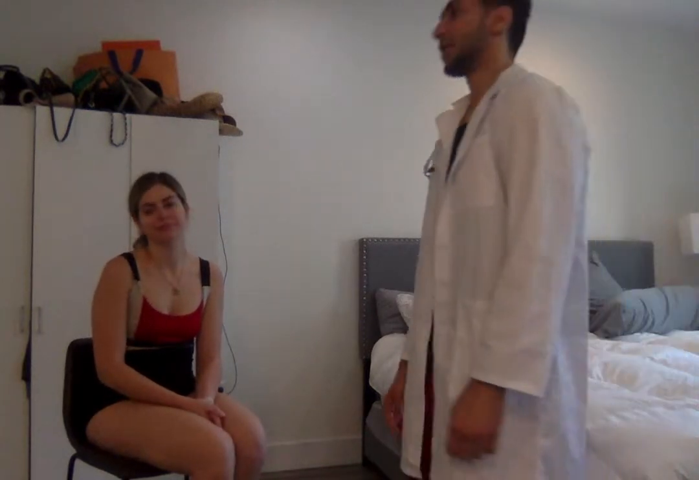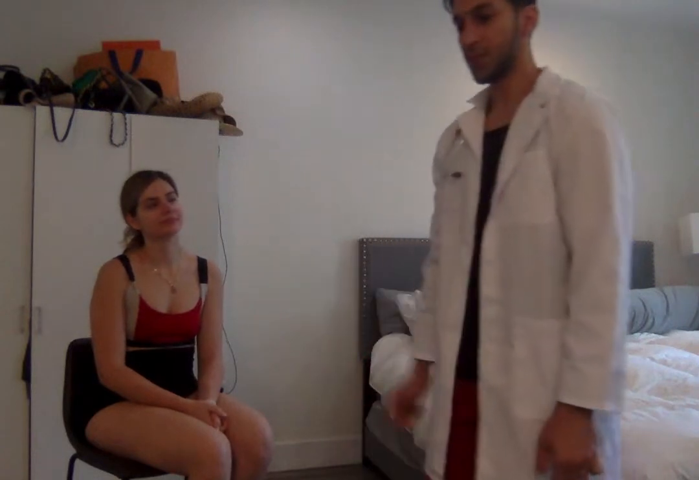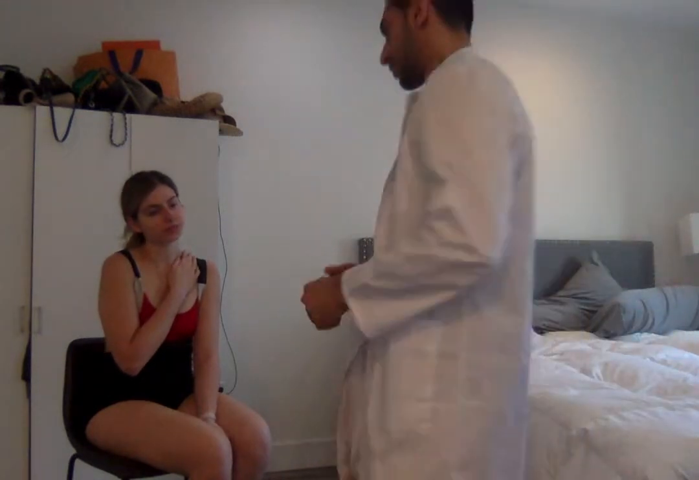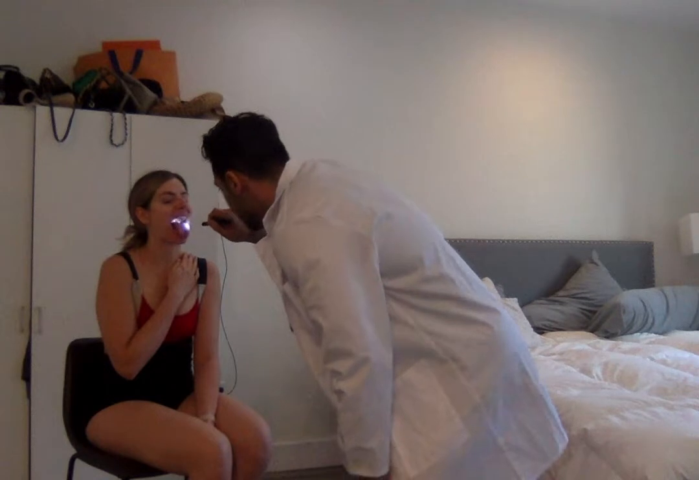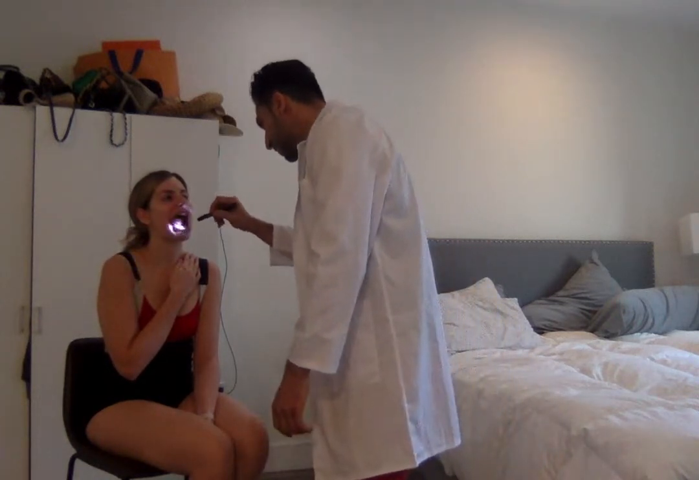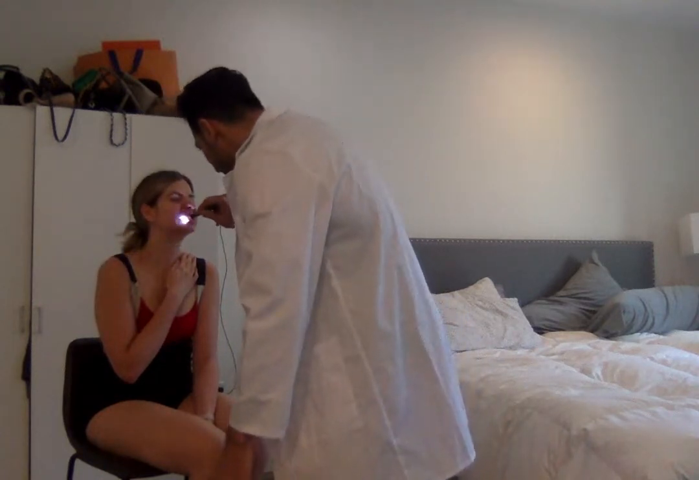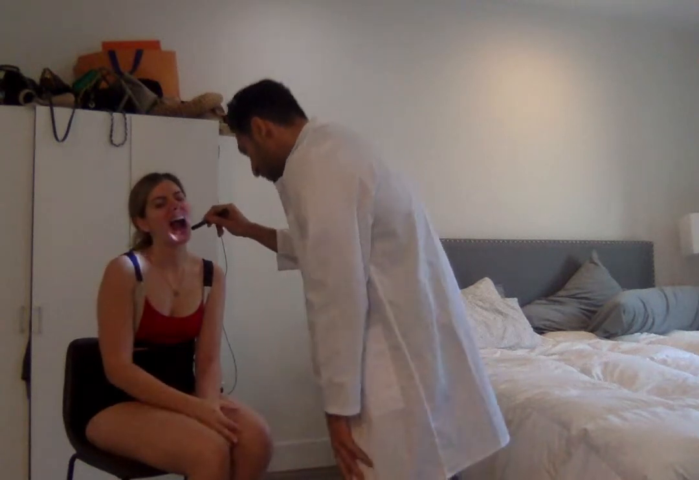With the mouth, we're going to start with the lips. The lips are pink and moist. I don't see any breakage or sores on the lips. Gonna get my light. Gonna take a look. Say ah. Okay, tongue is not swollen, pink and moist. Under the tongue is pink and moist. The gums are not receding or anything like that. The teeth are intact. I don't see any cavities.